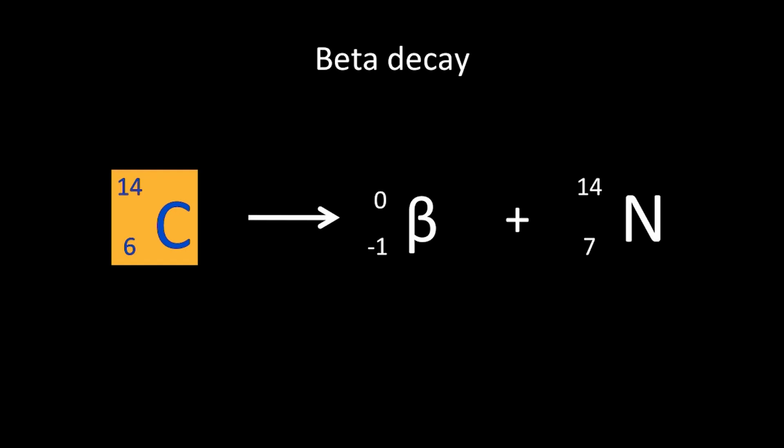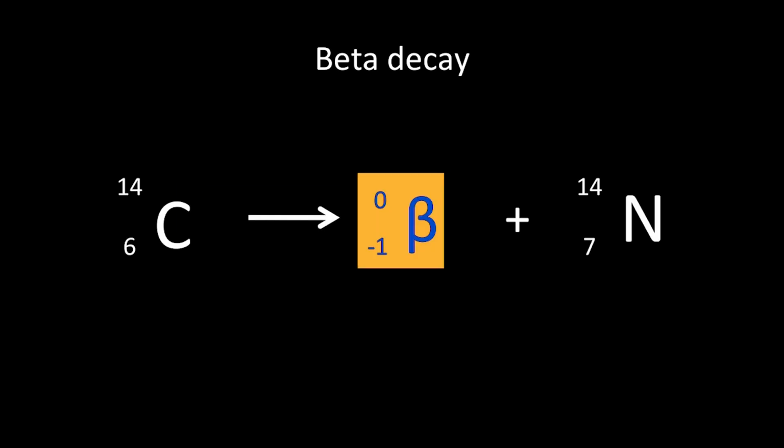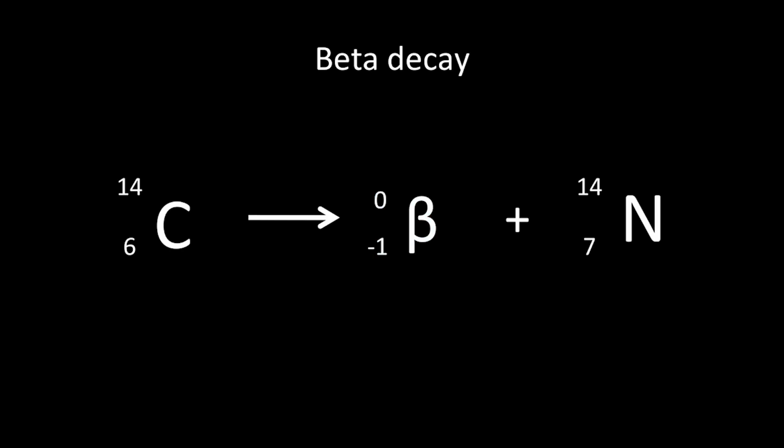Let's look at carbon-14. When an atom of carbon-14 emits a beta particle, a neutron in the nucleus splits into a proton and an electron. The proton stays in the nucleus, so the mass number doesn't change. But the number of protons has increased, so the atomic number increases by 1. Atoms with an atomic number of 7 are nitrogen atoms.